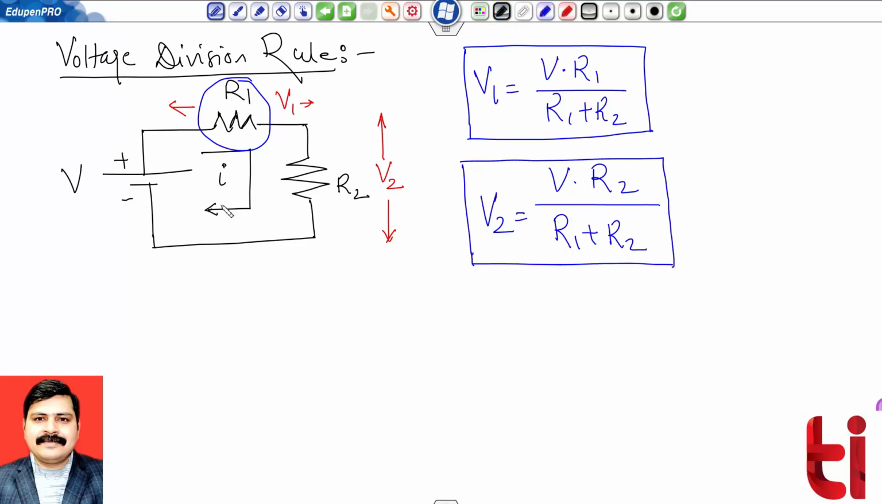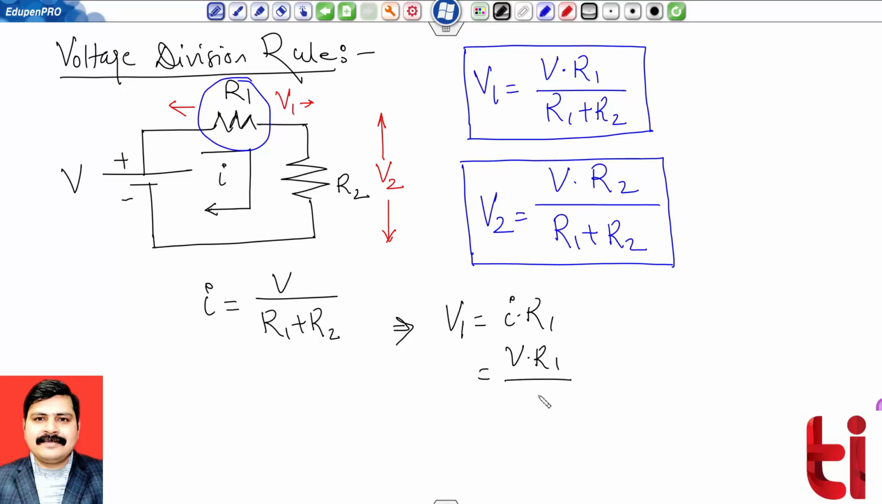As far as the proof is concerned, we saw it in the previous session. Let me show you again. Easily calculate the value of current I: it will be equal to V divided by resistance R1 plus R2. And if you want to find the voltage V1, it is current I into R1. Simply put the value of I, so it is V into R1 divided by R1 plus R2, that is the proof.